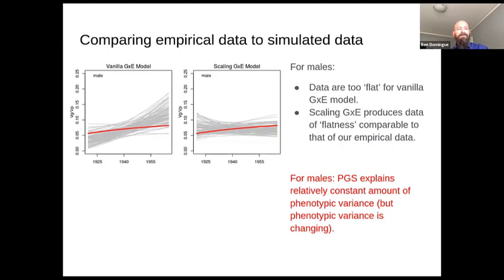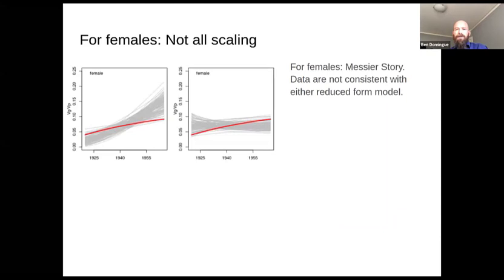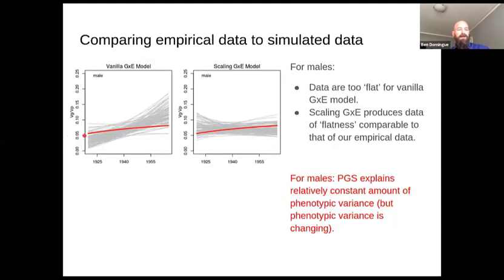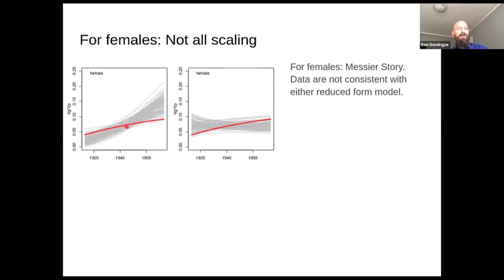We can now talk about the females, and the story is a little messier. For the females, you have more change in the amount of outcome variation explained by the genotype over the birth years in the empirical data than you do from the data simulated via the scaling model. But it's also too flat to really look like it comes from the vanilla model. So the data are not consistent with either reduced form model, model 1 or model 2.